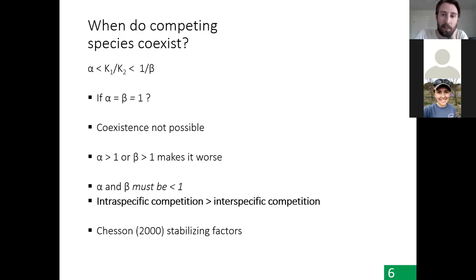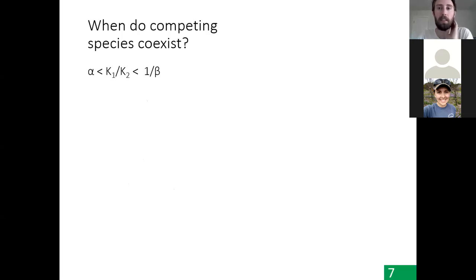One thing that we haven't talked about yet, which involves the middle of this inequality, is the carrying capacities of both species, the K1 and the K2. So let's look at another scenario here, using the same inequality: alpha less than K1 over K2 less than 1 over beta.